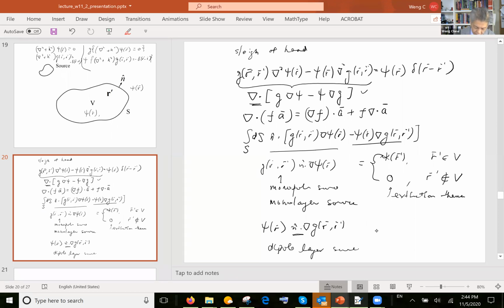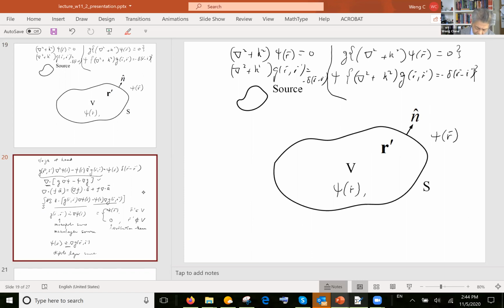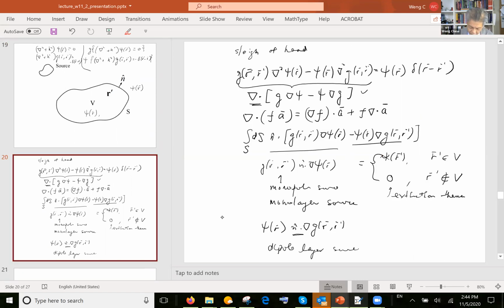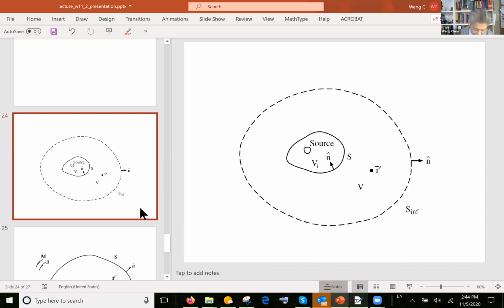So which means that if I put these sources on this surface S, I can produce the same effect as I have claimed before. It will produce a zero field outside and then the original field inside. So this is the proof of this using mathematics.